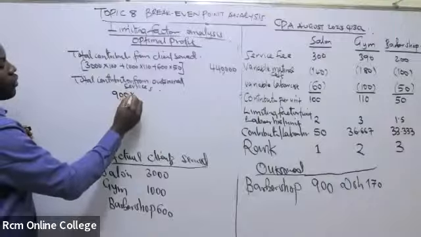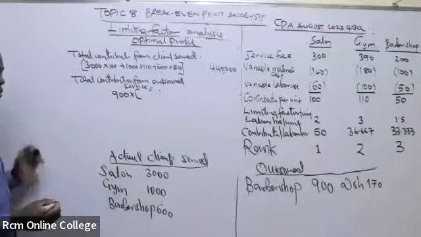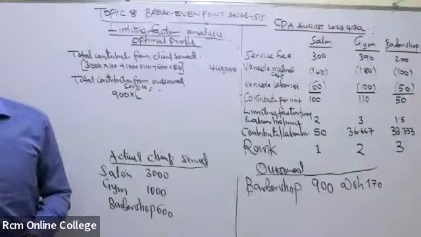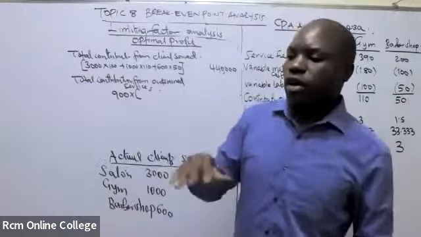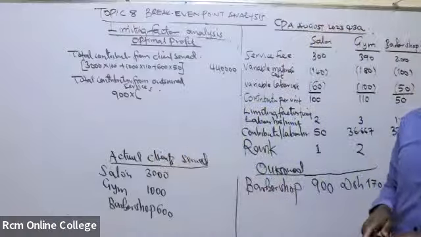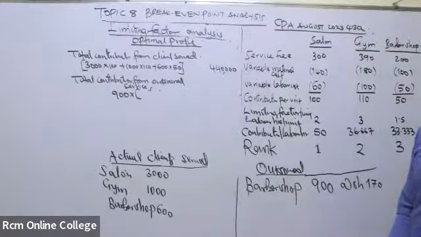We multiply by the contribution. How do we get contribution? Just type it down there, the formula of getting contribution. We have been talking about it in this topic number 7. How do we get contribution?